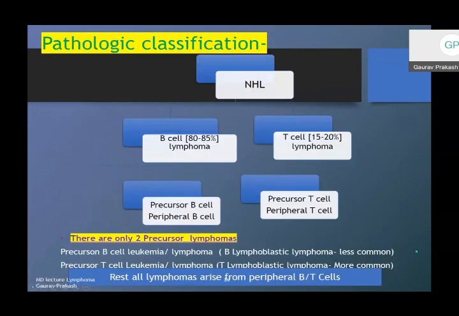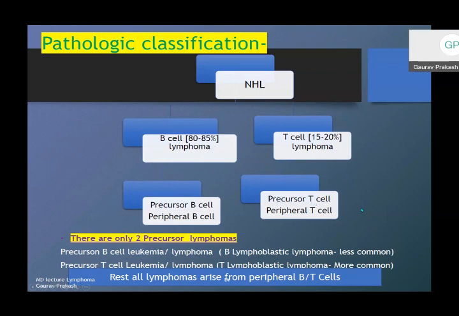Right. Now coming to the pathology classification, as I told you in the previous slide, B cell and T cell. Now it is very interesting here that if you are seeing a patient of lymphoma and I ask you which lymphoma it can be, you can safely say it is B cell lymphoma because you are likely to be right 80 to 85% of the time. B cell lymphomas are the commonest, around every 4 in 5 cases of lymphoma will be B cell lymphoma, 80 to 85%, and T cell are the remaining.